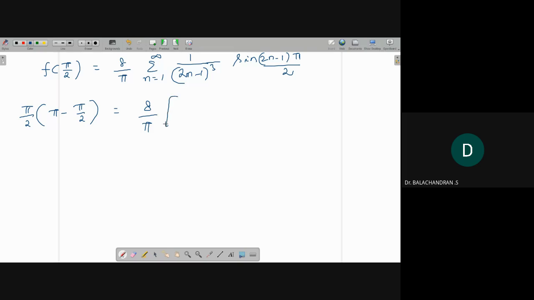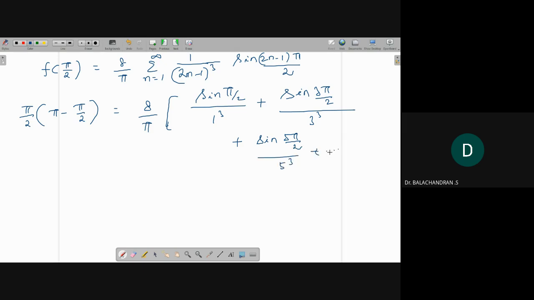If we substitute n equal to 1, sine pi by 2 divided by 1 cube, plus n equal to 2, sine 3 pi by 2 divided by 3 cube, plus n equal to 3, sine 5 pi by 2 divided by 5 cube, and so on. So this is equal to, this is pi by 2, so pi square by 4.